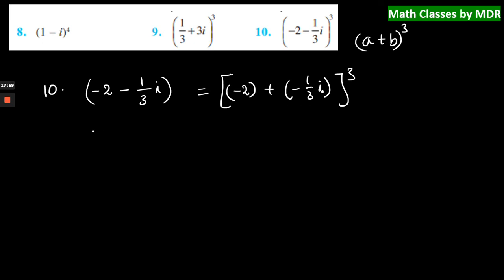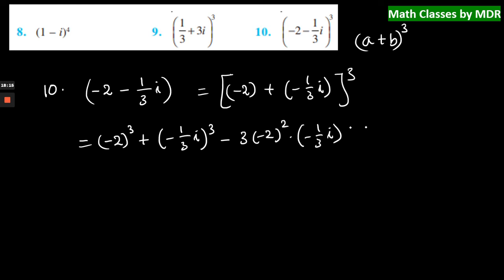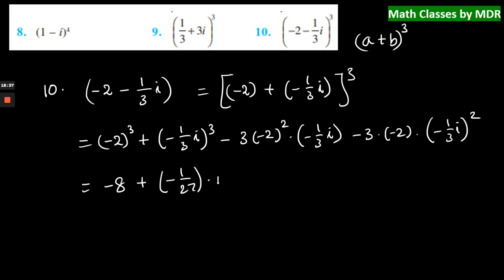Now we'll be able to expand where a equals minus 2 here, b equals minus 1 by 3 i here. So minus 2 whole cube plus minus 1 by 3 i whole cube minus 3 into a square b, that is minus 2 whole square into minus 1 by 3 i, minus 3 into minus 2 into minus 1 by 3 i whole square. Now what do you get here? Minus 2 whole cube is minus 8 plus, so minus 1 by 3 i whole cube is minus 1 by 3 whole cube is minus 1 by 27, right, into i cube.